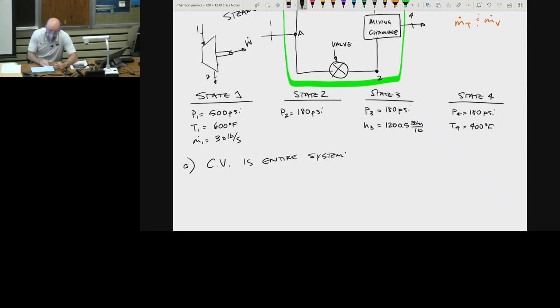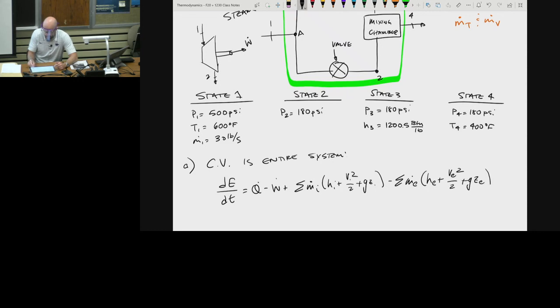Okay, and if that's the case, I'm going to write my energy equation. dE/dt is equal to Q dot minus W dot plus the summation of my mass flow rates in times my enthalpy in, plus my kinetic energy in, plus my potential energy in, minus the summation of my mass flow rate exiting times my enthalpy exiting, plus my kinetic energy exiting, plus my potential energy exiting.